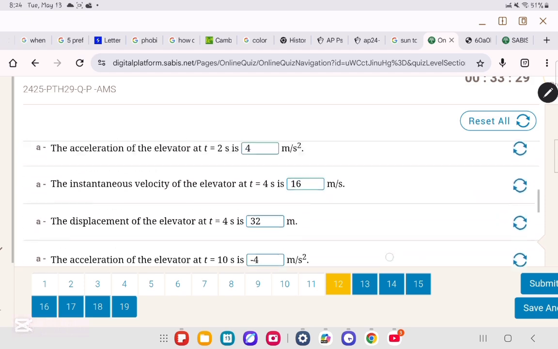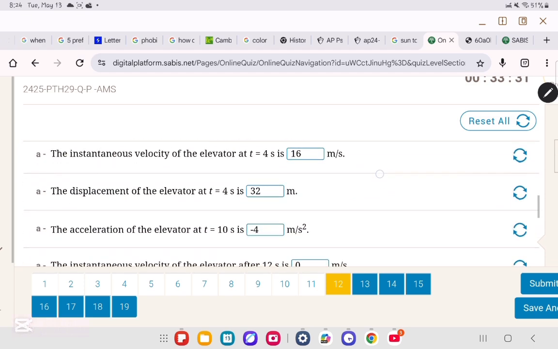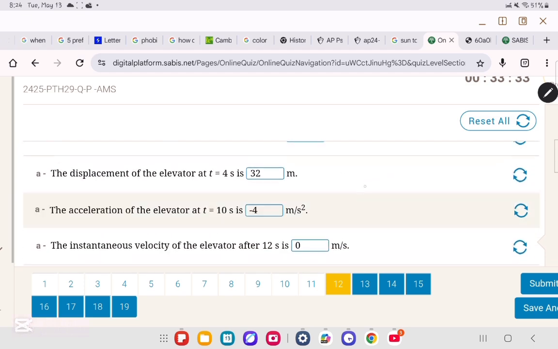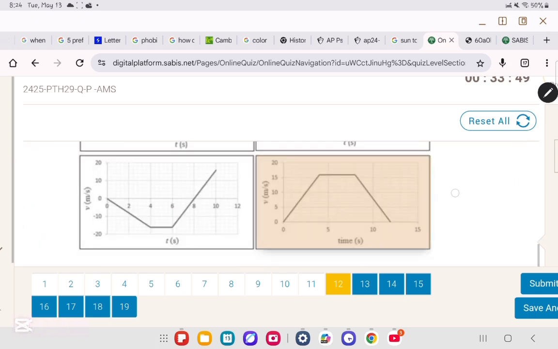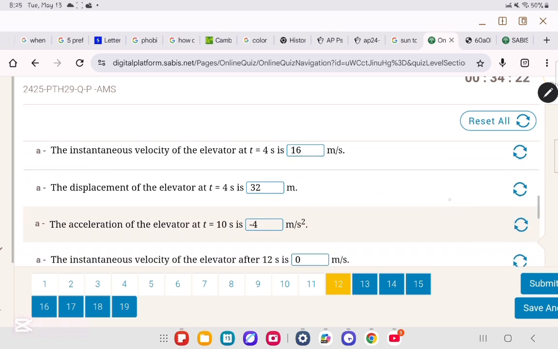Let's continue. Then it says that at time 10 seconds, the acceleration is -4. That means at 10, the velocity is going to be what? The velocity is going to be the time, which is 10, times the acceleration, which is -4. So it's going to be -40 meters per second squared. So you're going to come over here.